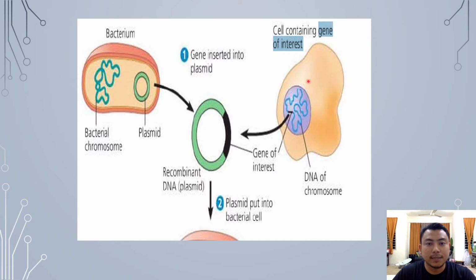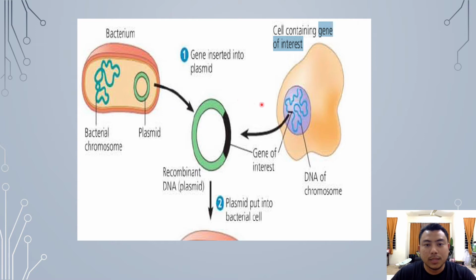This diagram shows you how we're going to use this gene of interest. Initially we have the bacteria. In this bacteria, we have the bacterial chromosome and we also have the plasmid. What is a plasmid? Actually, a plasmid is also bacterial DNA, but the difference is that it is shorter, and we usually manipulate this plasmid. We take out the plasmid from the bacteria, insert the gene of interest, and later put this recombinant plasmid into the host cell.